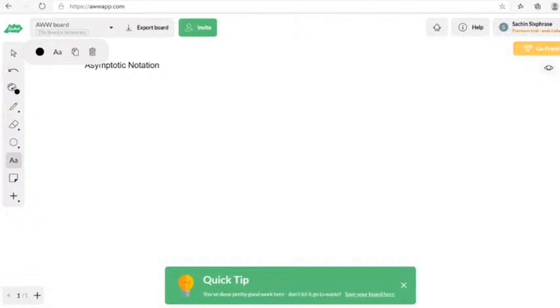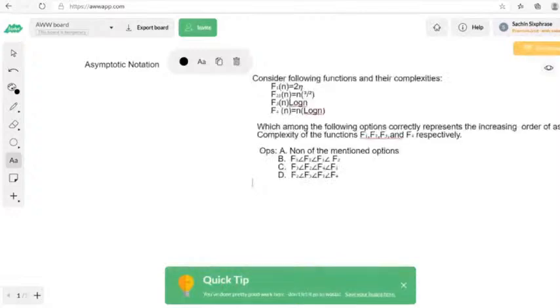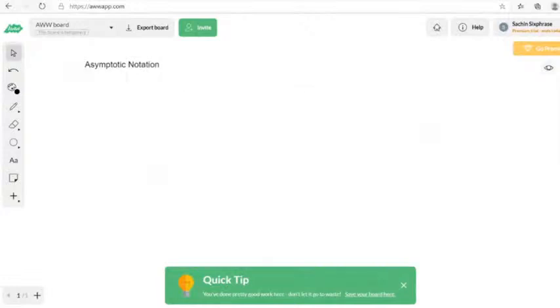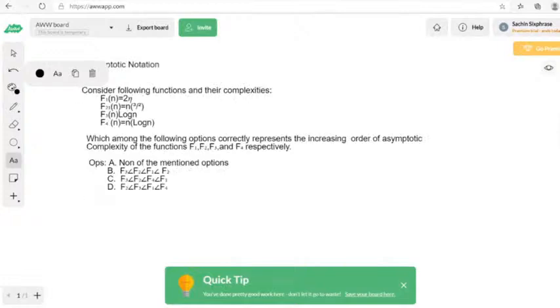In that screen, I'll give you the question. The question is: consider the following functions and their complexities. The equation is given here.